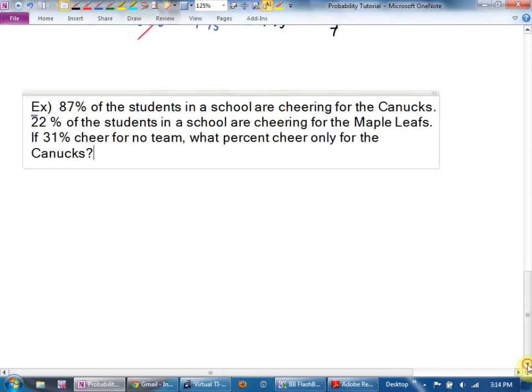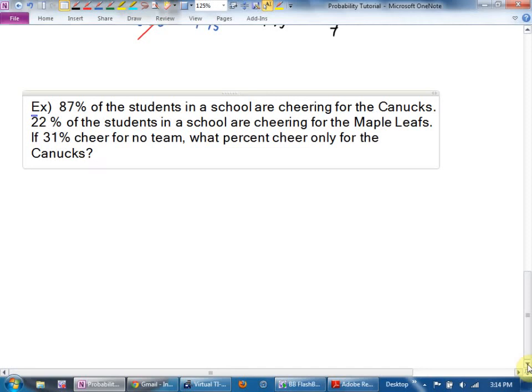I'm making this one up. There's a chance this one might not work. Let's find out. How do I know this is a Venn diagram question? First of all, two categories, Maple Leafs, Canucks. Also, often percentages. I didn't do percentages on the previous one.